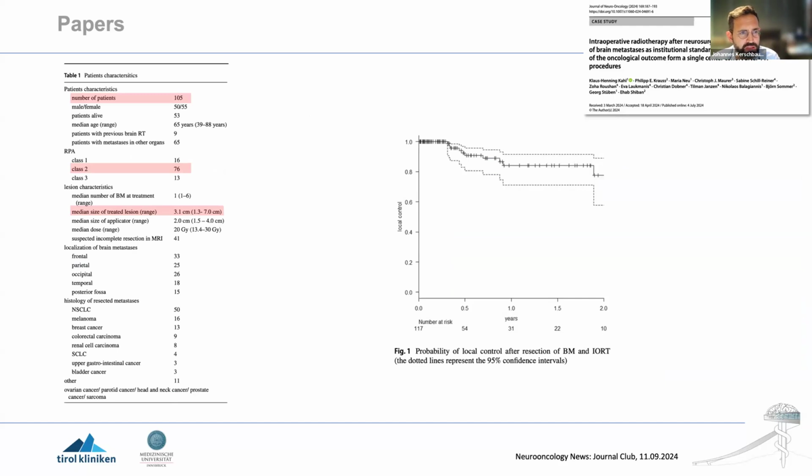105 patients that they included in their series. Of course, most of them in RPA class 2, but also class 1 and 3. And they could show that even larger metastases could be included. So they included metastases up to 7 centimeters in diameter. You have to know that you have to fill the cavity with an applicator. So and those applicators range up to 4 centimeters, but they could successfully treat also lesions up to 7 centimeters.